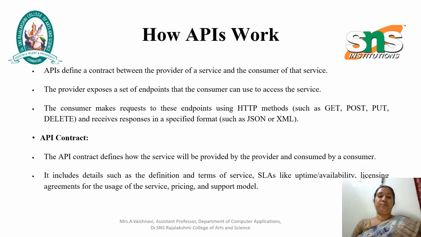API contract. The API contract defines how the service will be provided by the provider and consumed by the consumer. It includes details such as definition and terms of service, SLAs like uptime and availability, licensing, agreements for the usage of the service, pricing, and support model.